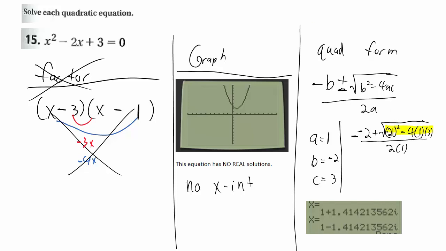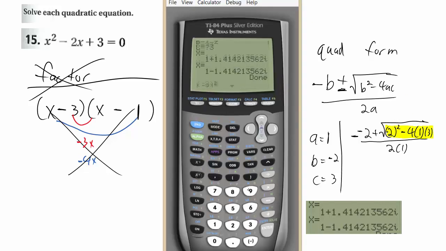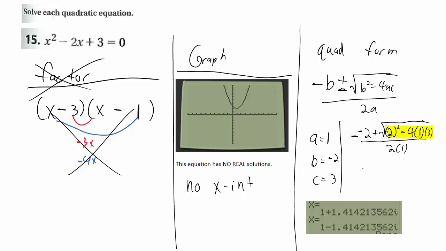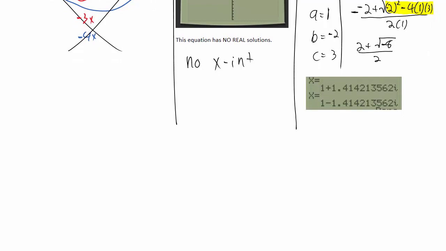But notice if I do it by hand, I'm going to calculate that discriminant part in my calculator, but I'm not going to use the square root symbol. I'm just going to calculate what that is. That comes out to negative 8. I am going to square root it and simplify it by hand. So I have 2 plus the square root of negative 8, all over 2.